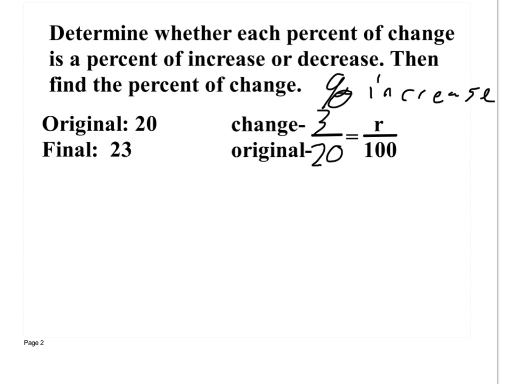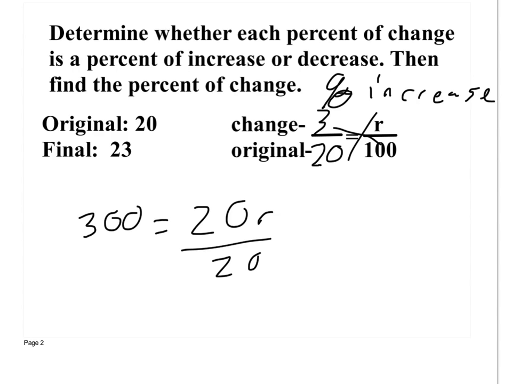3 over 20 is equal to R over 100, because percent is a number out of 100. So we cross multiply. 300 equals 20R. We divide by 20. Cancel out a 0. 30 divided by 2 is 15. R is 15%. It was a 15% increase.